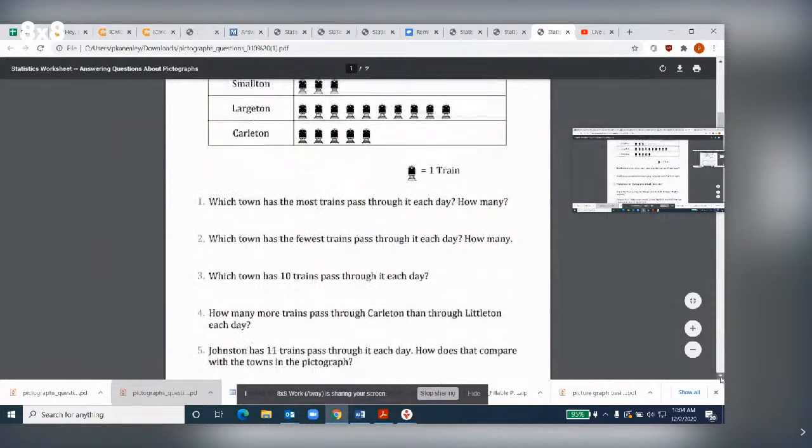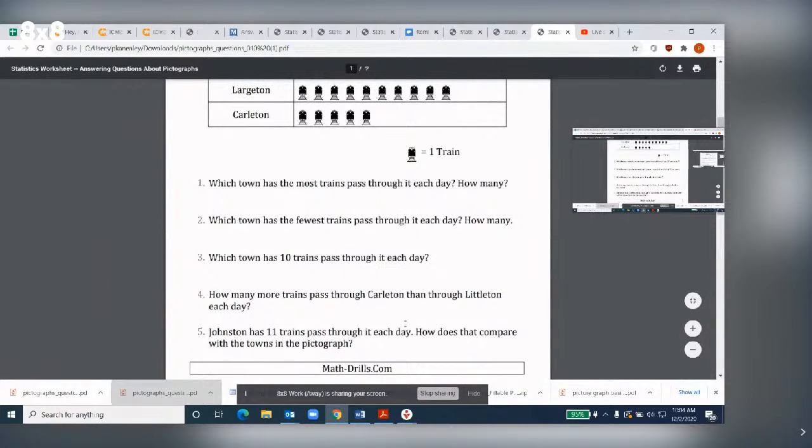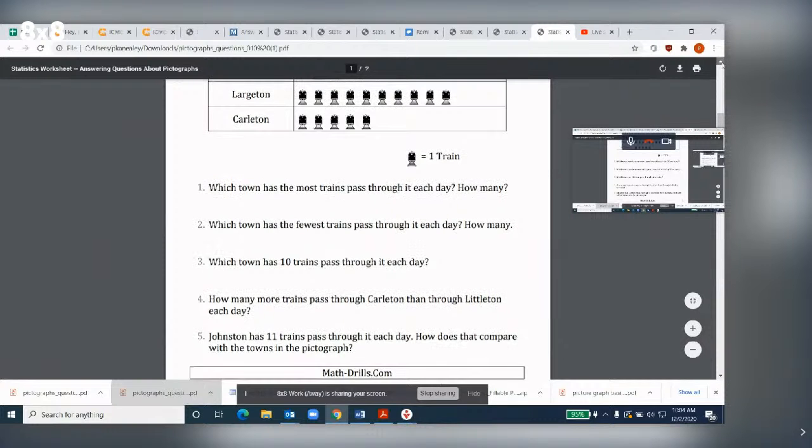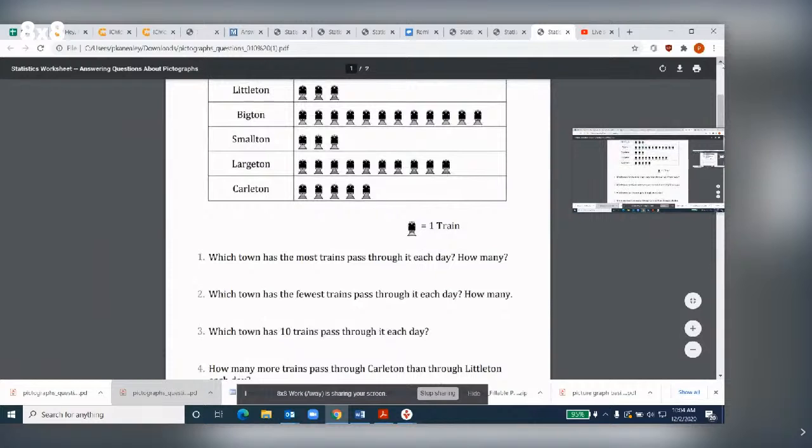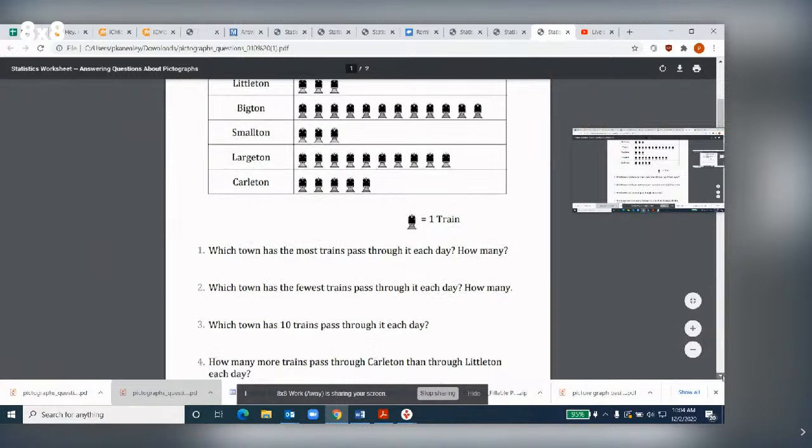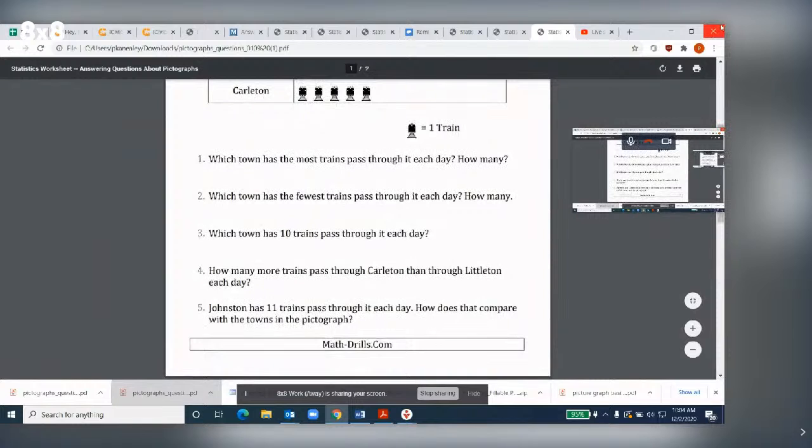And the last one, Johnston's 11 trains pass through each day. How does that compare with the towns in the picture graph? Okay. Well, you're going to compare Johnston to the other 4 towns. So it has more trains than Carleton, Smallton, and Littleton, but it has fewer trains than Bigton. And that one, it just asks you to compare the one city, which is Johnston, excuse me.